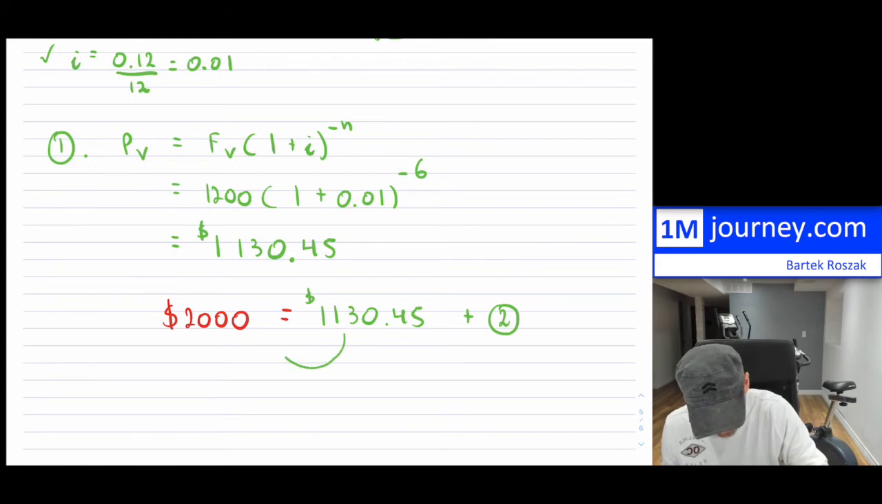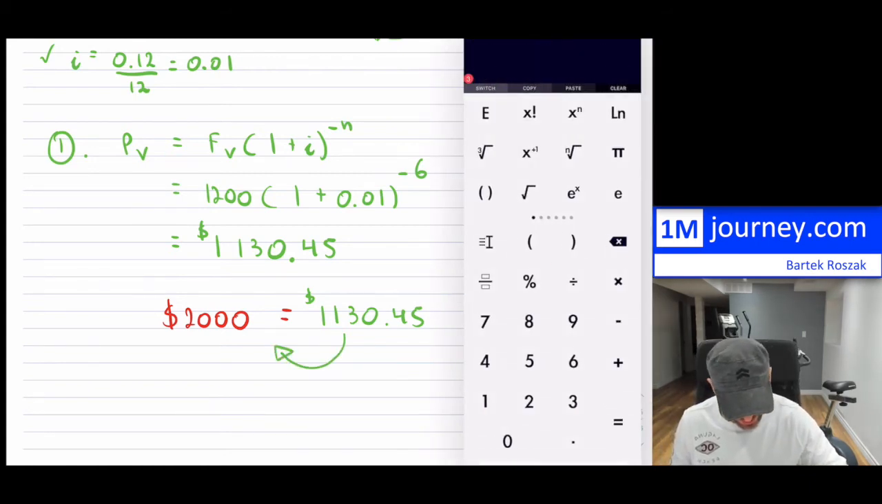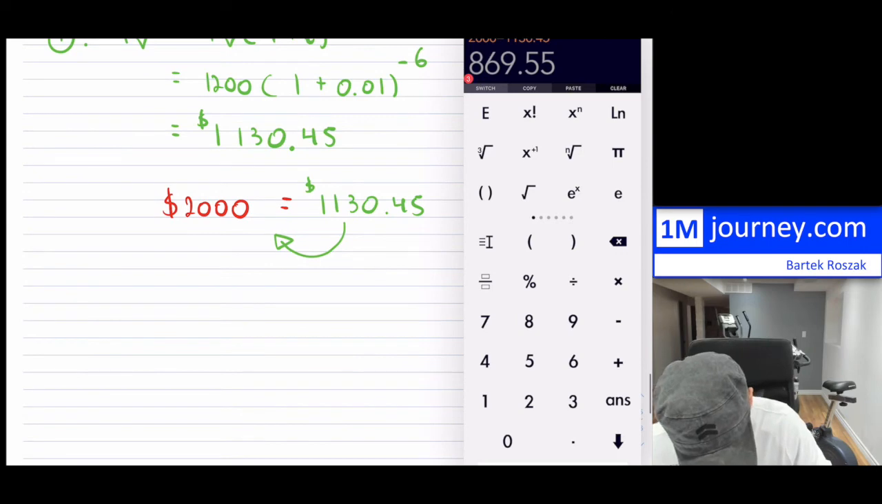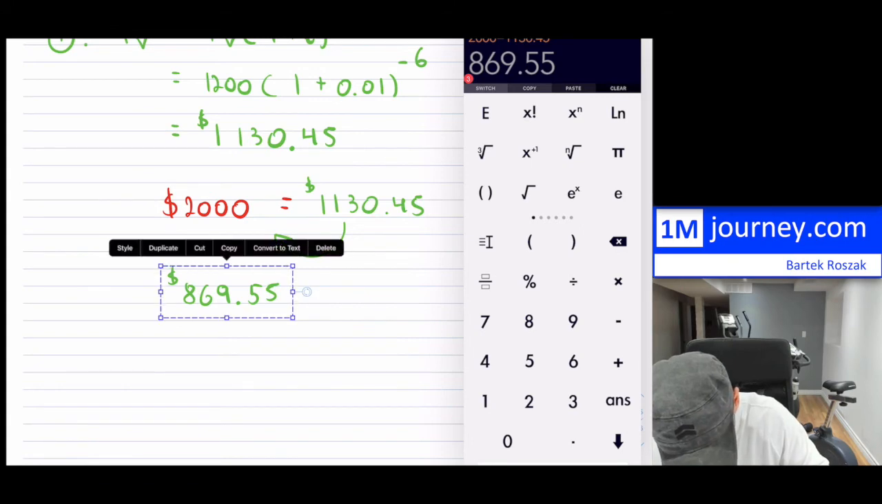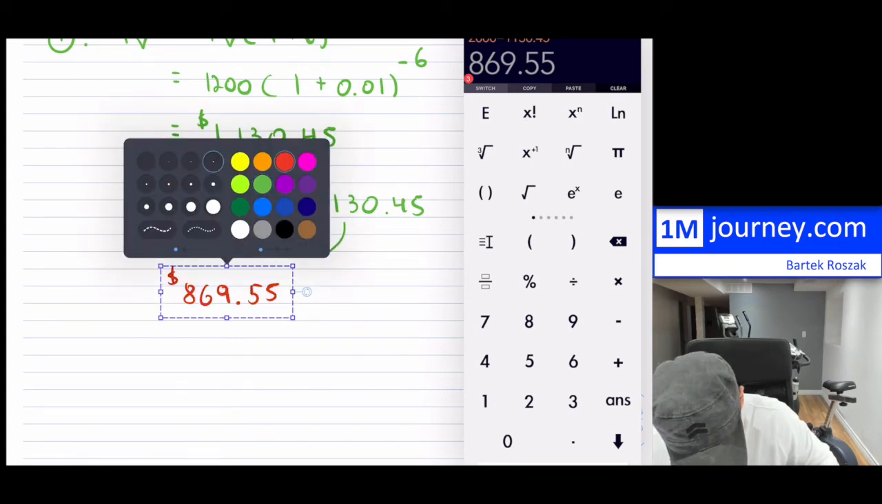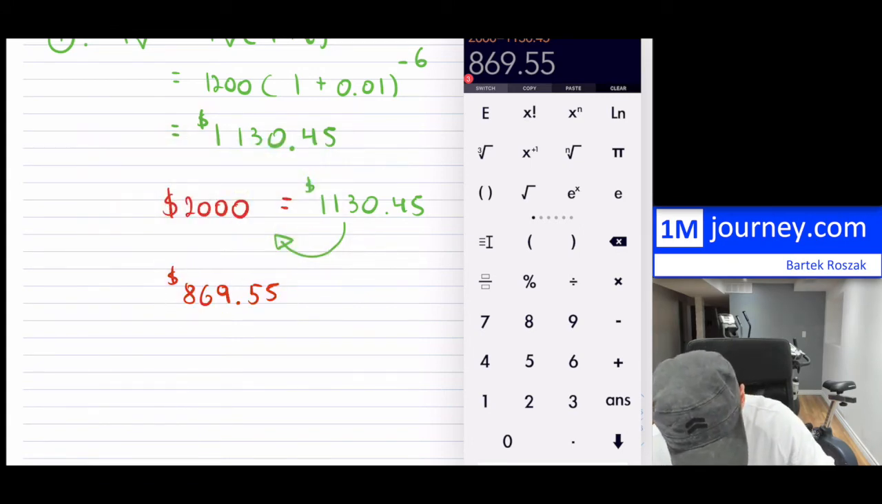So bringing this over to this side, it's going to subtract. So what I'm going to have is $2,000 minus $1,130.45. Okay, and we're going to see what that gives us. So this is going to be $869.55 that I still have to pay off from the loan. So let me make that red.